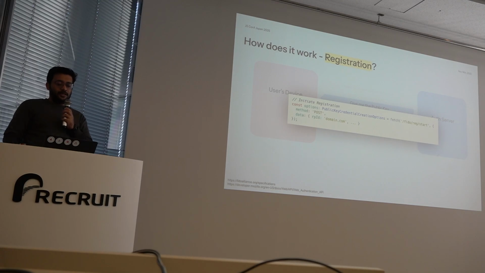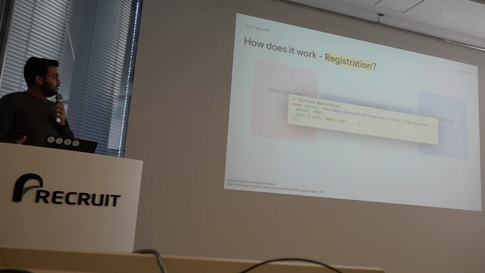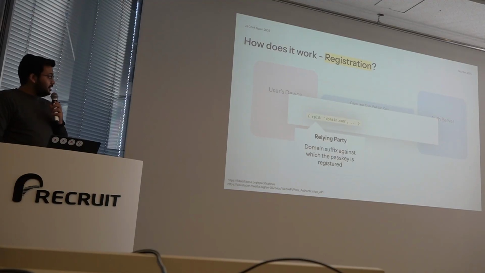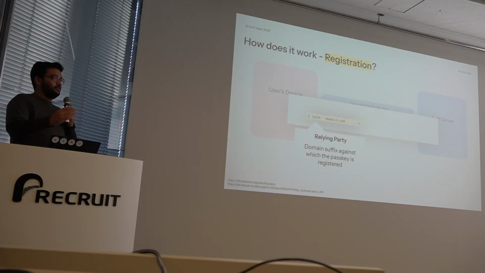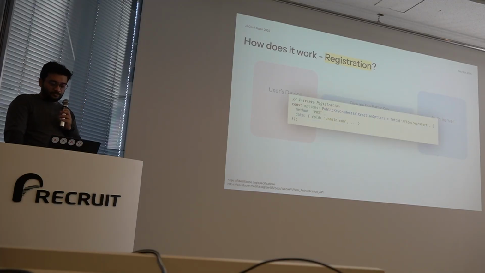It's basically an API call where the auth server will return an options object, which conforms to the WebAuthn standard. You might notice one thing here, that's RPID. This is an important thing. It's called the relying party, which is a domain suffix against which your passkey is registered. This is what prevents phishing. So you have to make sure that this is the root domain of your website so that it can be used on any of the subdomains.